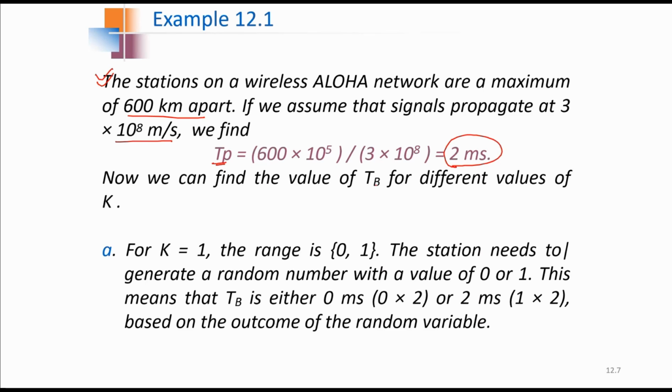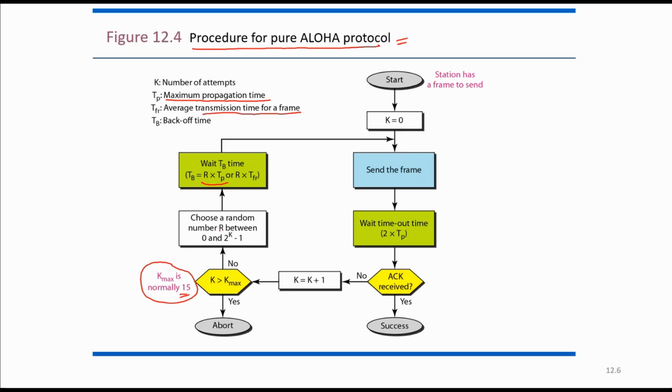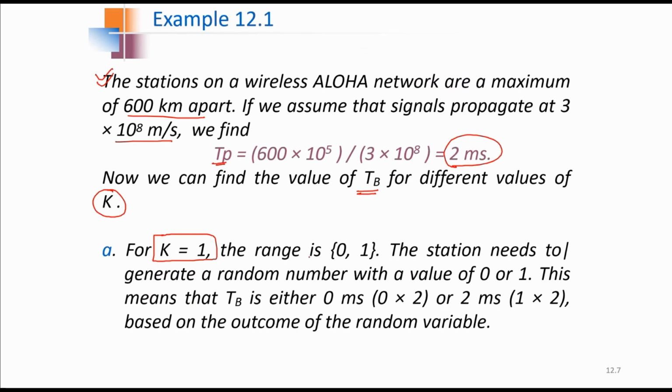Now we can find the value of TB, the backoff time, for different values of K. Here K is 1, meaning this is the first attempt. The random range is between 0 and 2 to the power K minus 1, so for the first attempt the range is between 0 and 1. Then the maximum TB is 0 multiplied by 2 or 1 multiplied by 2, so the maximum will be 2 milliseconds.